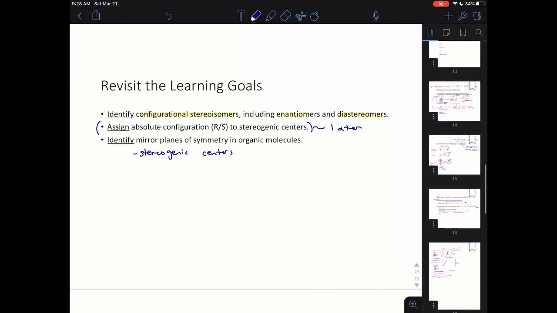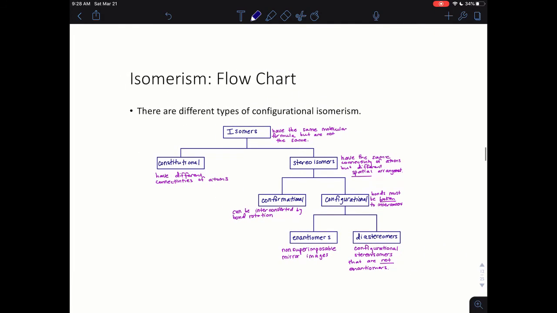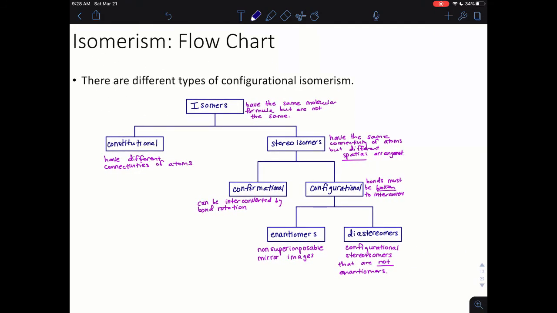Okay. Let's just end with that flow chart. Make sure we understand enantiomers and diastereomers. So there's going to be two types of configurational stereoisomers where bonds must be broken to interconvert. The type we've talked about today is enantiomers, where we have two non-superimposable mirror image isomers. And then we have diastereomers, which are everything else. Time to practice.